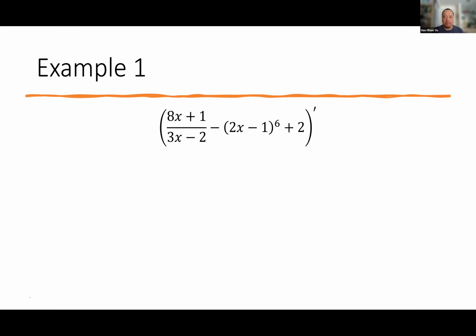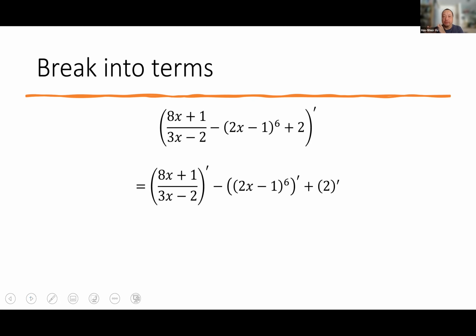All right, let's do this example. Let's say you're supposed to do this derivative. It consists of a fraction minus a power plus a constant. First thing you do is to break it up into 3 pieces, 3 terms. Take the derivative of the first term minus the derivative of the second term plus the derivative of the third term. For this third term, a constant, the derivative of a constant is just equal to 0. So that's gone. We don't have to worry about it. Let's now do the other 2 terms. Let me do this one first because it's easier.